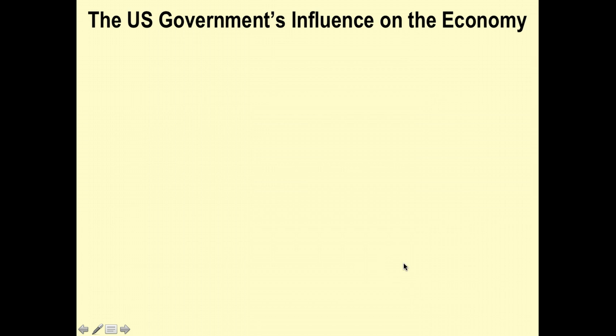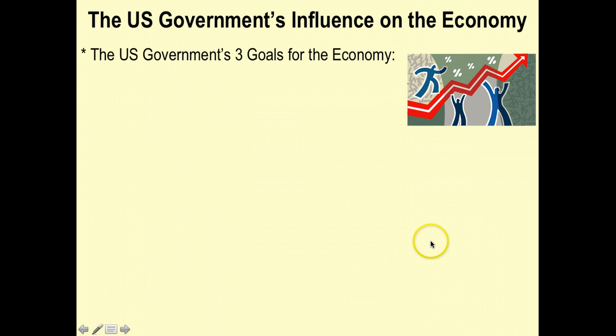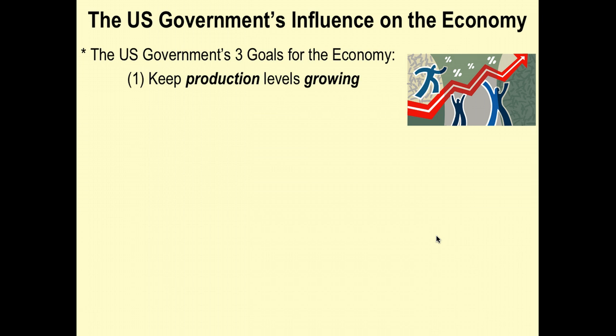All right, so let's take a look at how the government influences the economy. We know we have a mixed market economy, meaning that we have businesses that are not owned by the government that provide goods and services, hire and fire people, but the U.S. government does have a role. They regulate and they have goals for the U.S. economy. They can affect the economy.